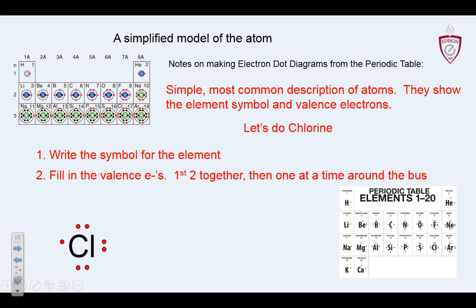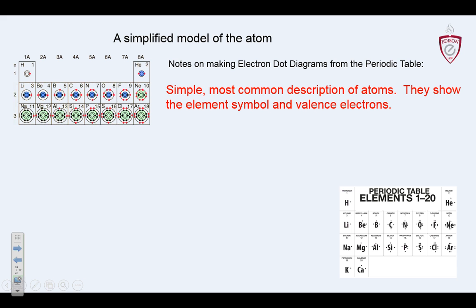Sure. And that kind of information is very useful for these things. Mm-hmm. So, that's why we make these dot diagrams, because then we can see that, oh, wow, chlorine's missing an electron there. Maybe it'll react with some other element to fill that spot. Might have to do a whole unit on it. Yes, we will.